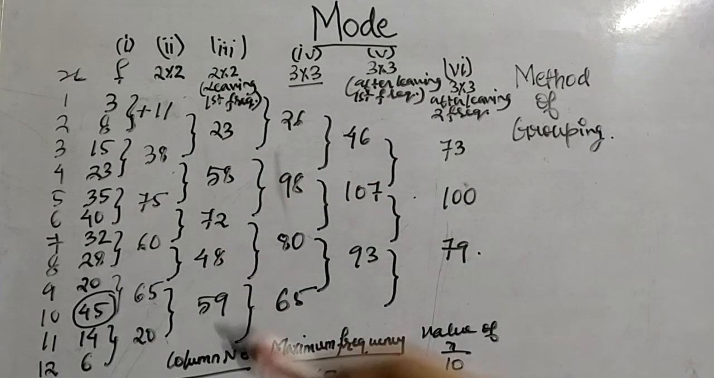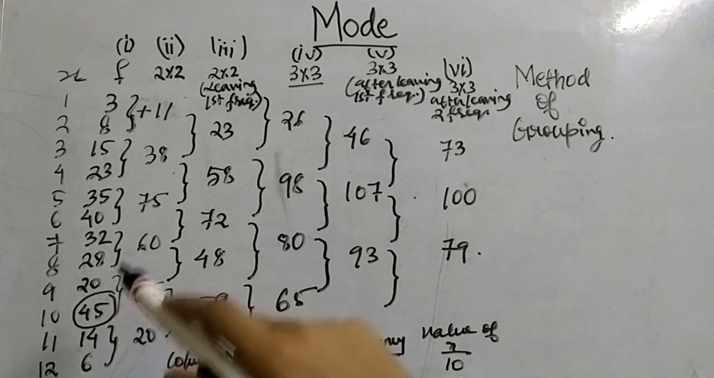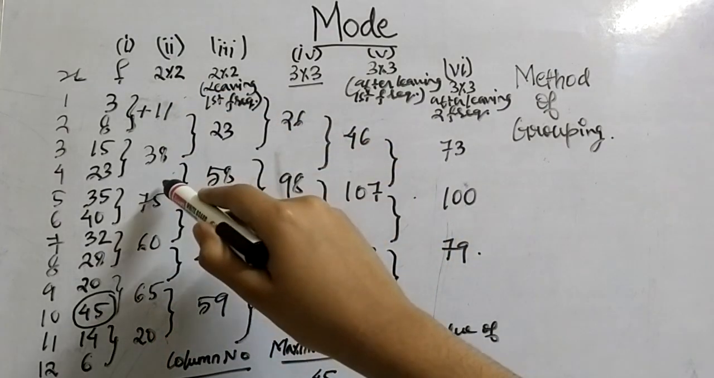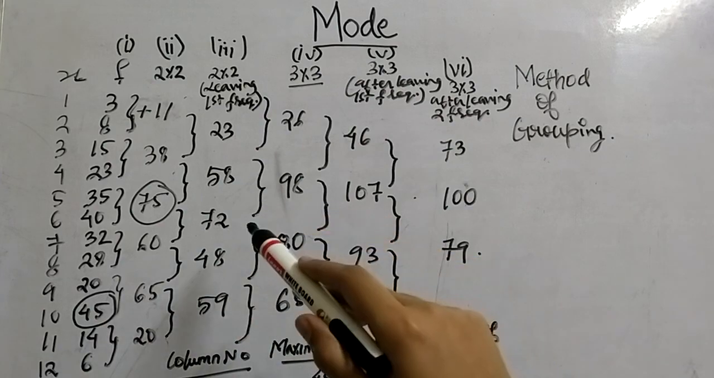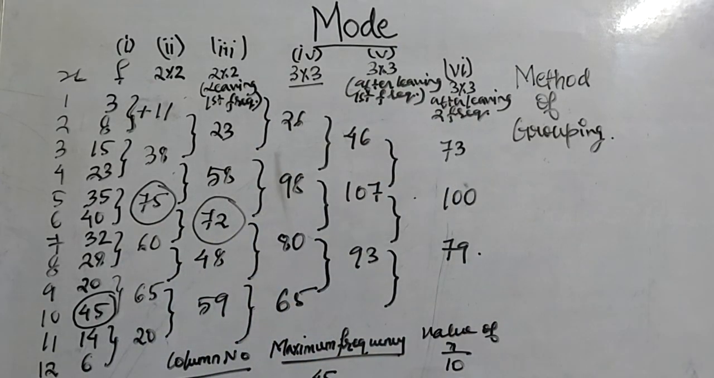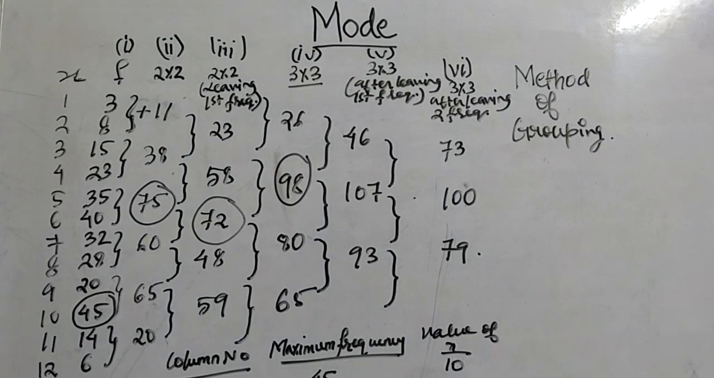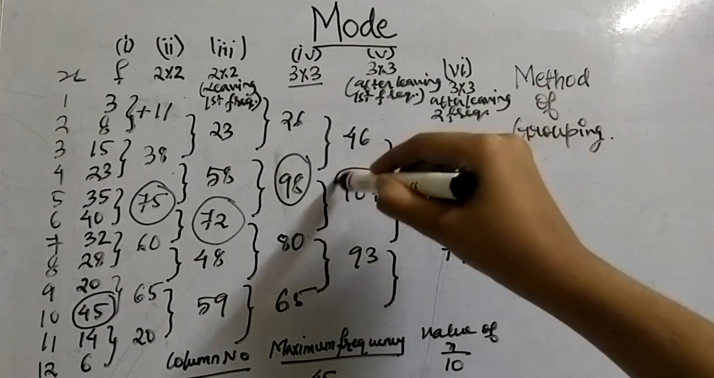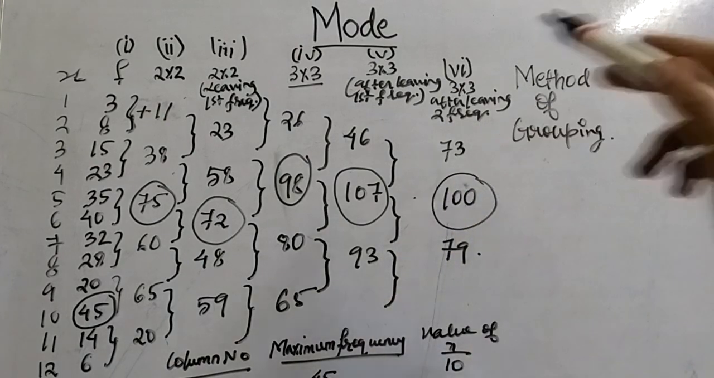Now you can see in the first column, the highest frequency is 45. In the second column, you have the highest frequency as 75. In the third column, you will have the highest frequency as 72. In the fourth column, you have the highest frequency as 98. In the fifth column, you will have the highest frequency as 107. And in the last column, you will have 100.